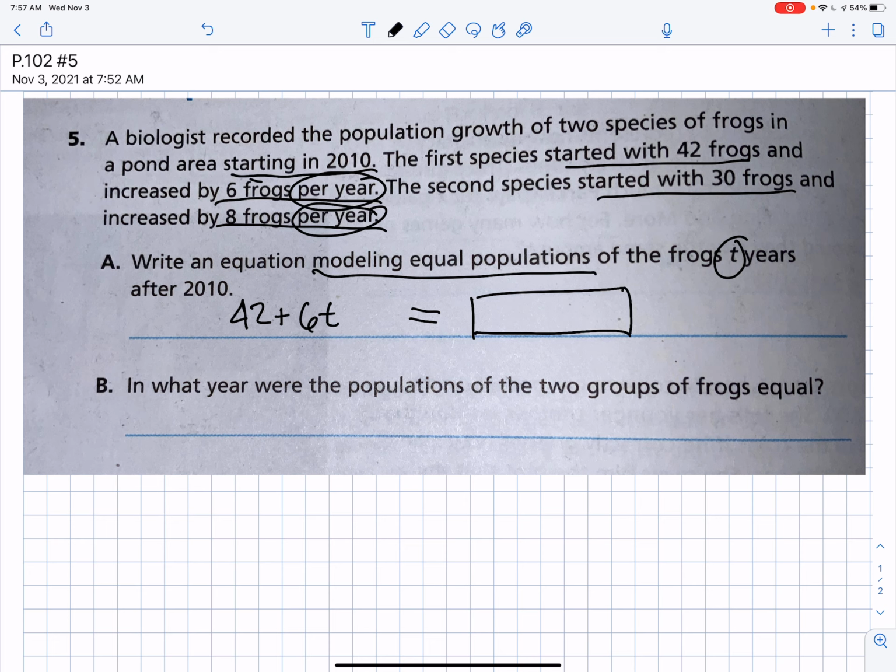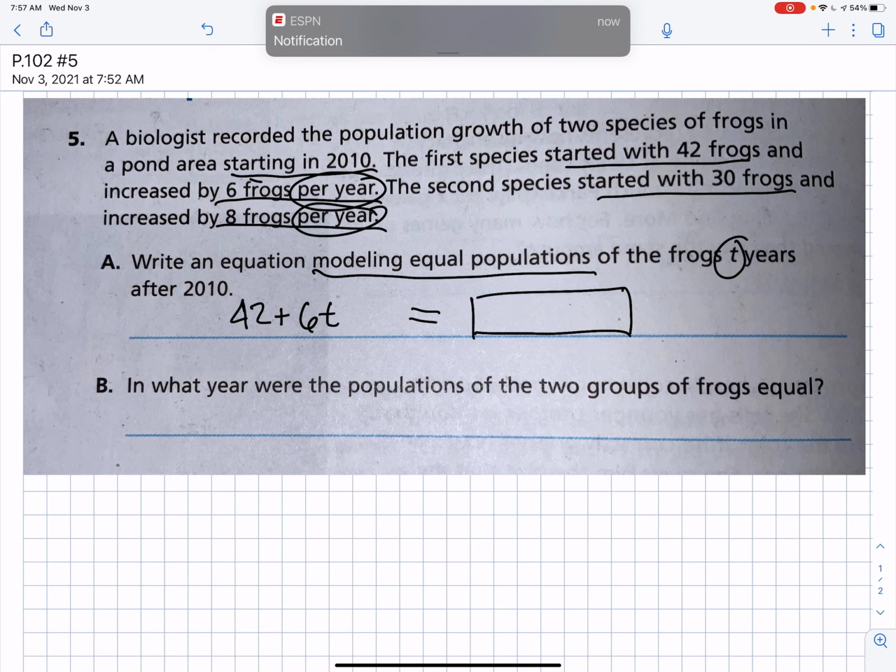So what do we do with that number? We add it to 2010. So for instance, if we had T equals 12, then we would add 12 to 2010 to come up with 2022.